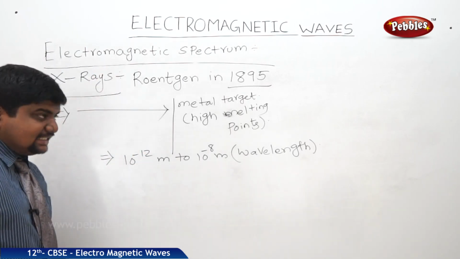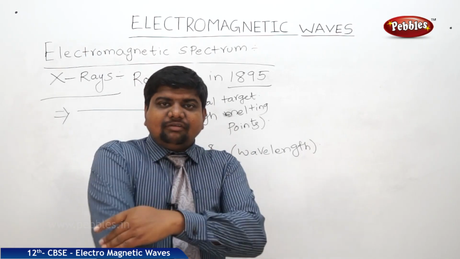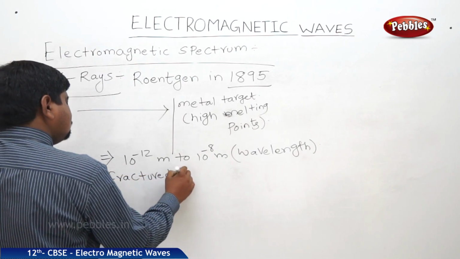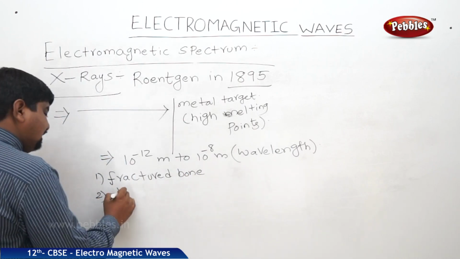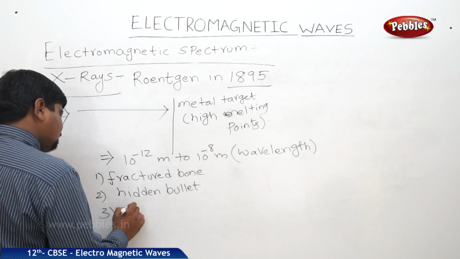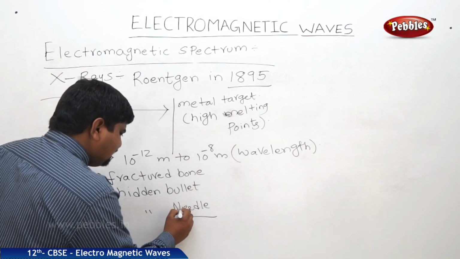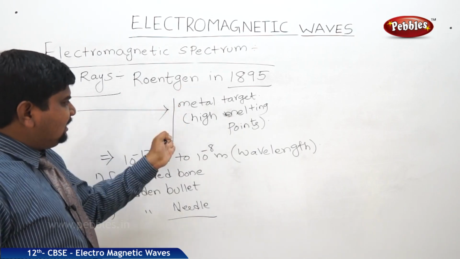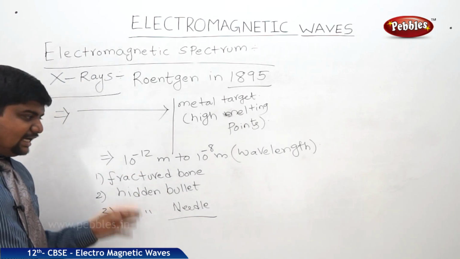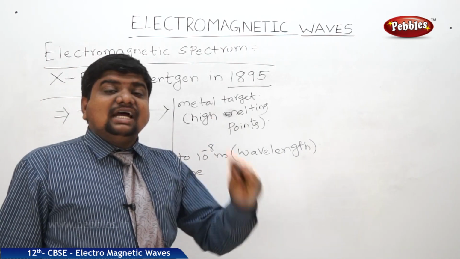What is the use of these X-rays? X-rays can show the hidden objects inside the body, like fractured bone, second one, hidden bullet, third one, hidden needle, or any other costly material. What is the reason? If the cathode rays are completely absorbed by the metal targets of high melting point, what is the reason to observe the hidden parts? Because these rays can penetrate through the photosensitive materials and transparent materials.